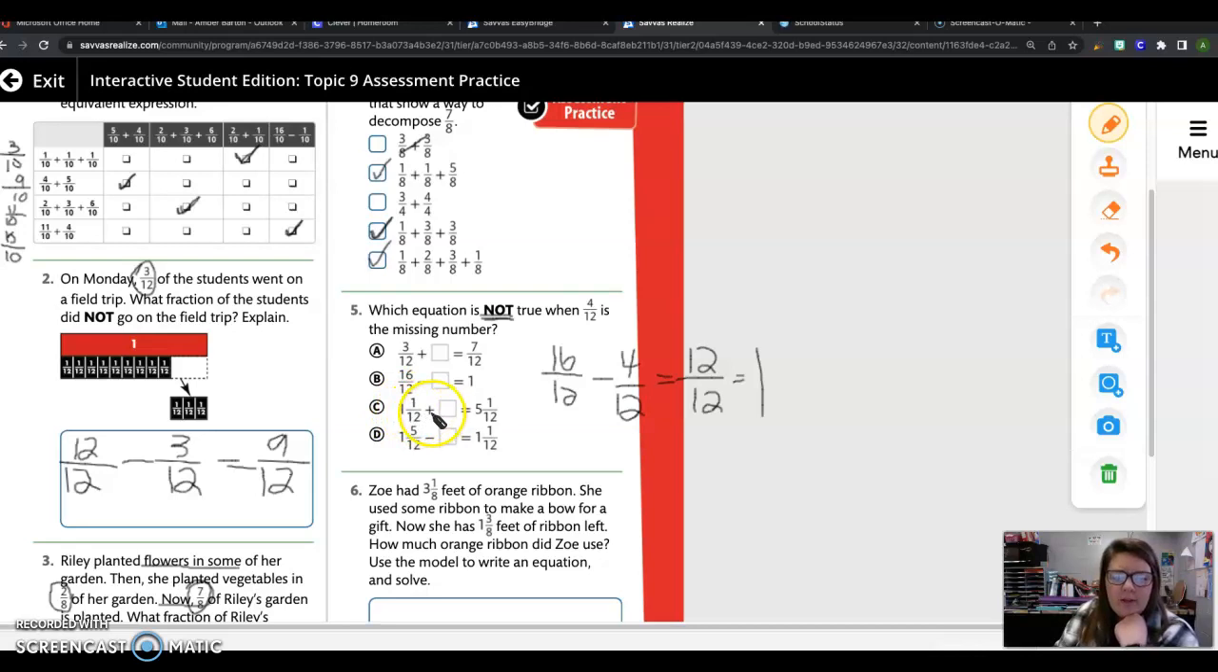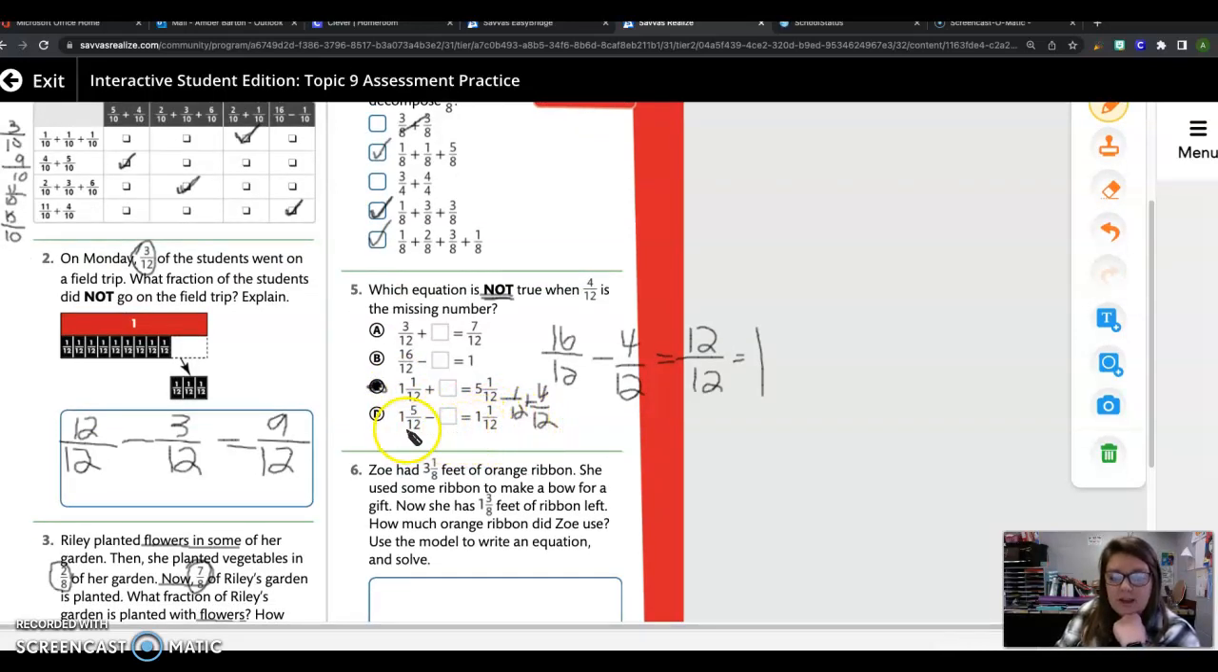1 and 1/12 plus 4/12. Now, is there a whole number in front of the box right here? No, there's not. There is nothing listed right here. Okay, so all we're going to be adding is the numerators. So 1/12 plus 4/12 is what? 5/12, right? 1/12 plus 4/12 is 5/12. There's not a whole number in front of this 4/12, so 1 plus nothing does not equal 5, right? So that leads me to believe that letter C is incorrect. It's not true.